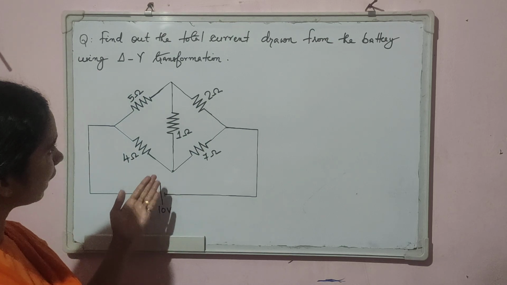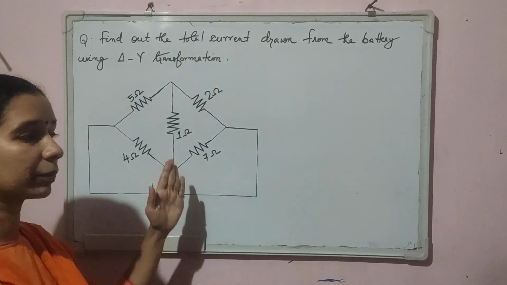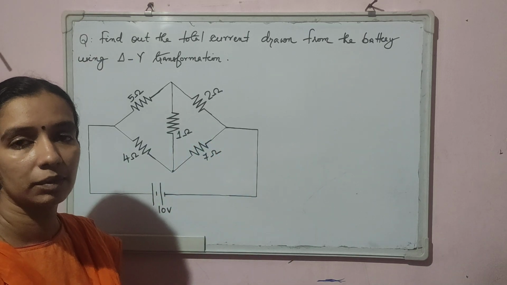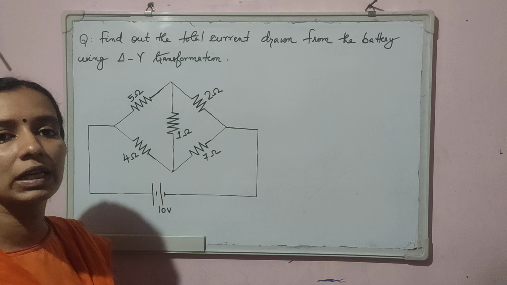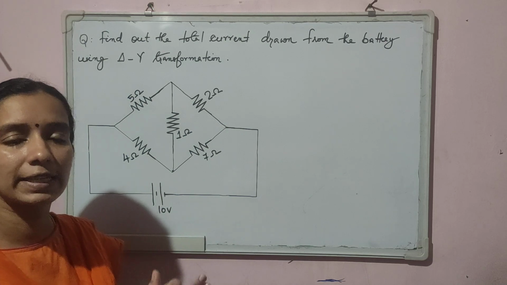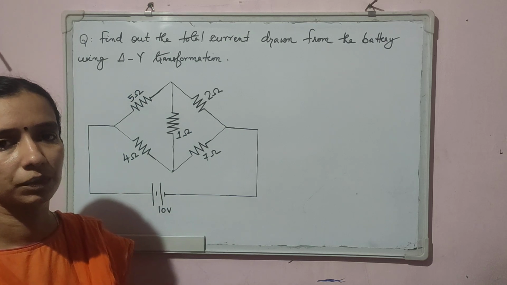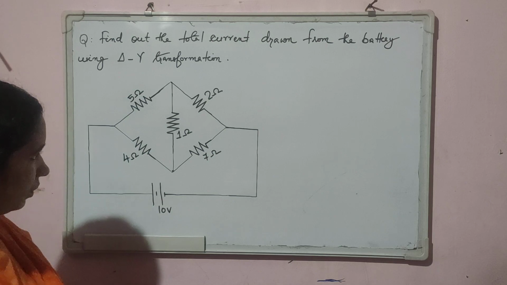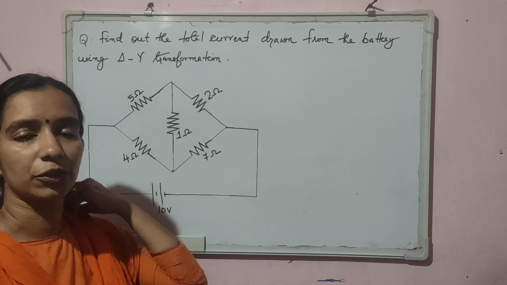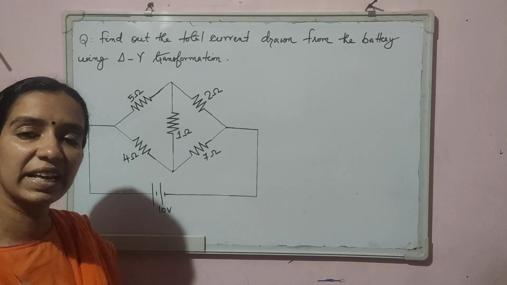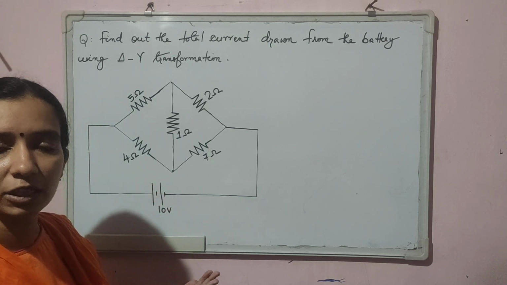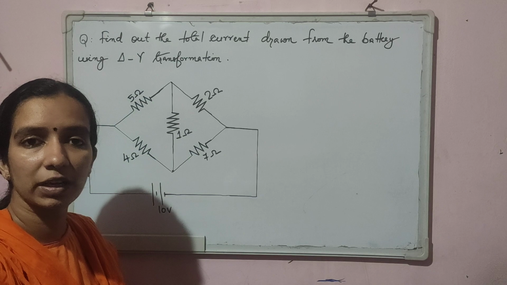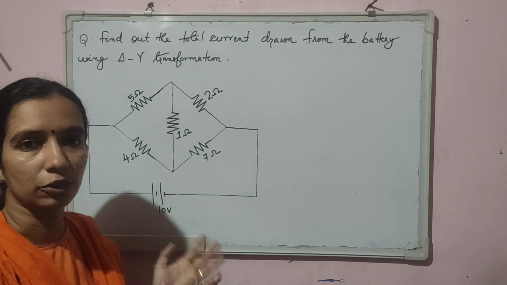So we can calculate the total current drawn from the battery using mesh analysis, but here it is specifically asked to calculate the total current using star delta or delta to star transformation. Okay, so let us check the circuit and find out where we can apply this transformation, if there is a star connection in the circuit or if there is a delta connection in the circuit.